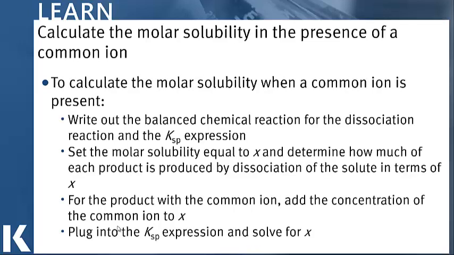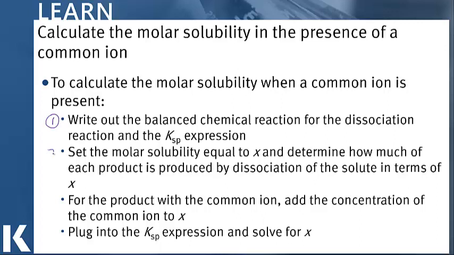There are some specific steps that we need to do to calculate the new molar solubility when a common ion is present in the solution. These steps are very, very important for us to follow. When we don't follow these steps, we end up with the wrong molar solubility. So the first thing that we need to do is always write out the balanced chemical equation for the dissociation reaction of the solute that we're adding.